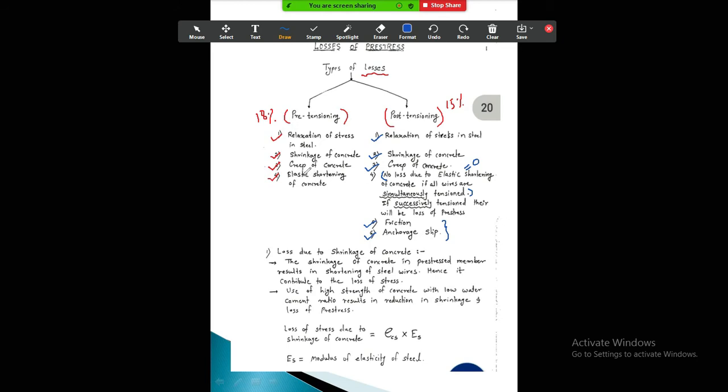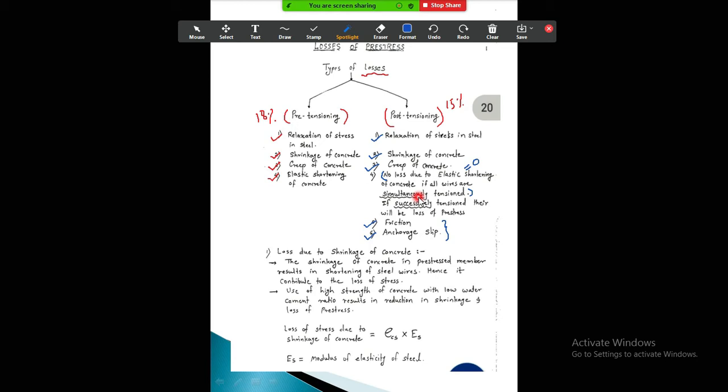In a pre-tensioning member, if the wires are stressed simultaneously or successively, one by one, loss due to elastic shortening of concrete will be there. But in the case of post-tensioning members, if the wires are tensioned simultaneously, then the loss due to elastic shortening is zero. And if they are tensioned one by one, then the loss due to elastic shortening is there.